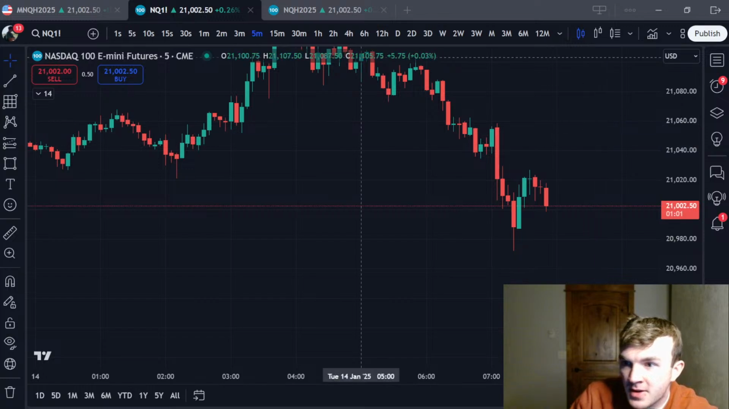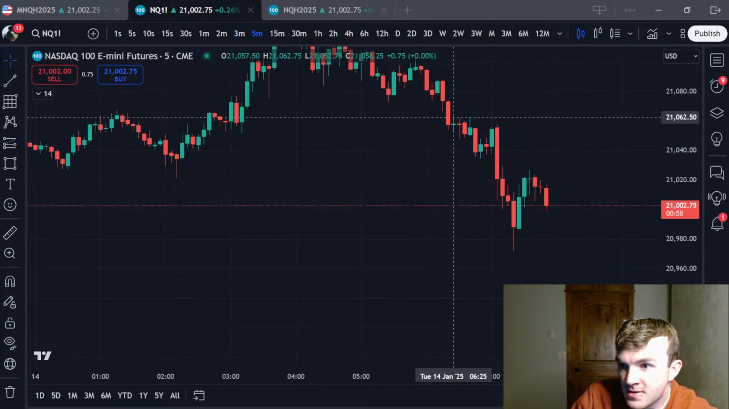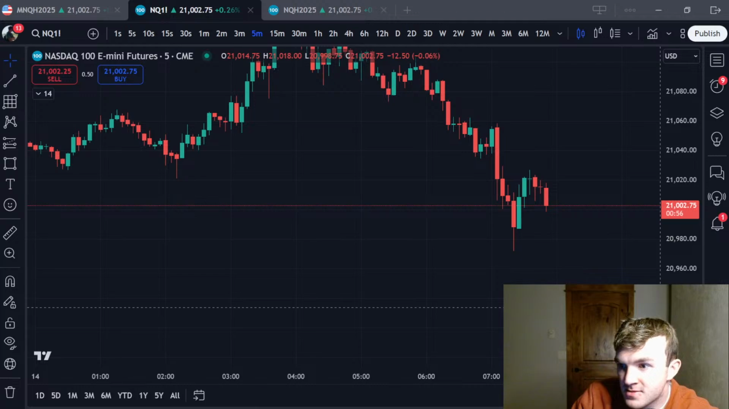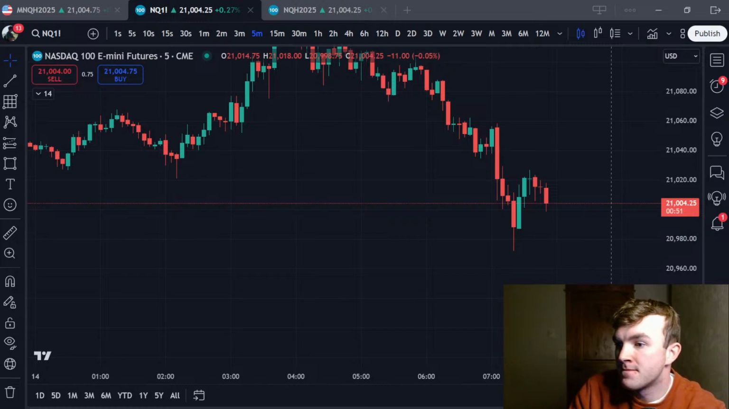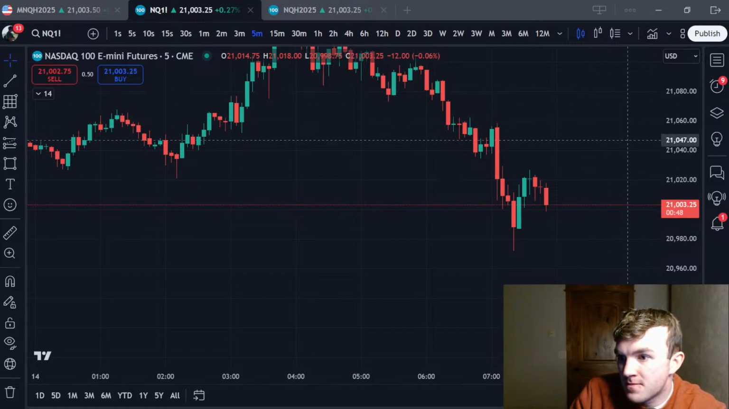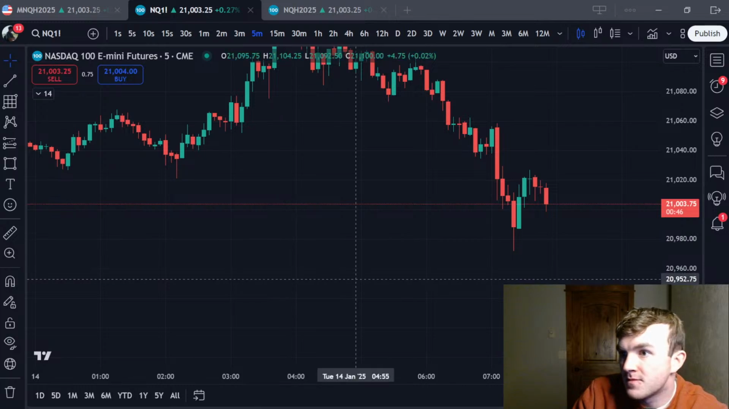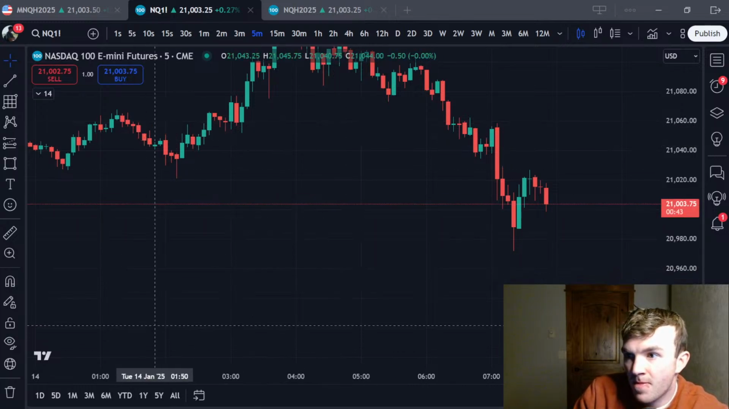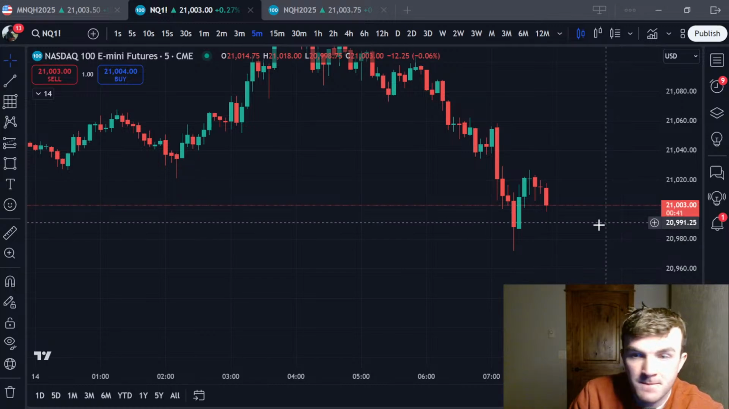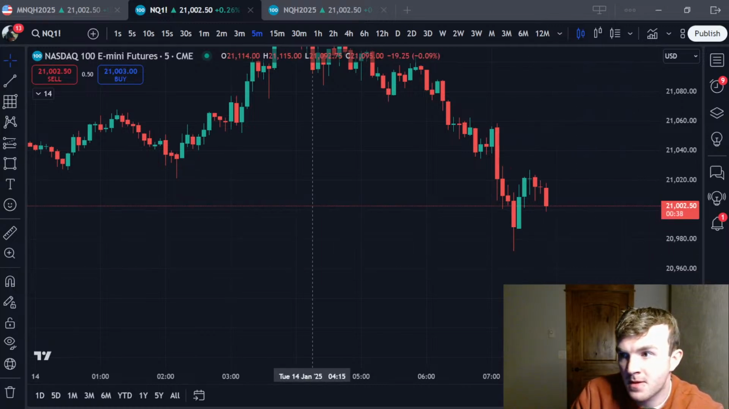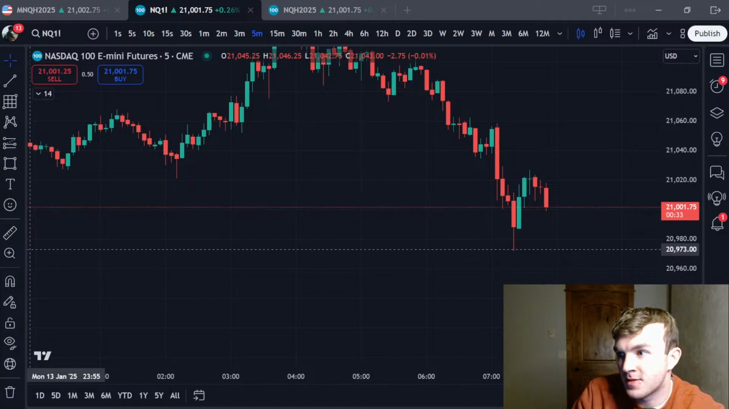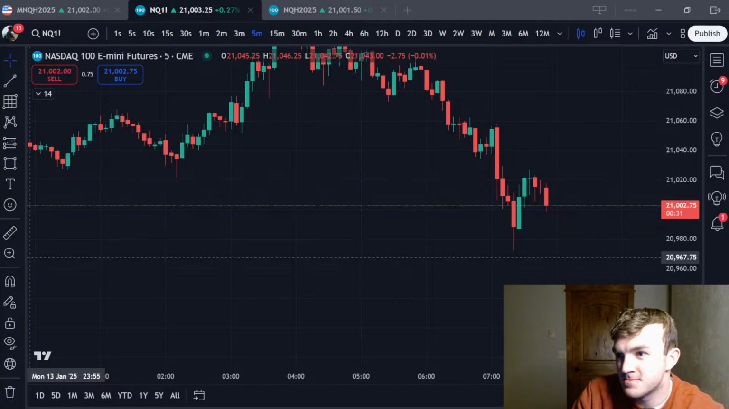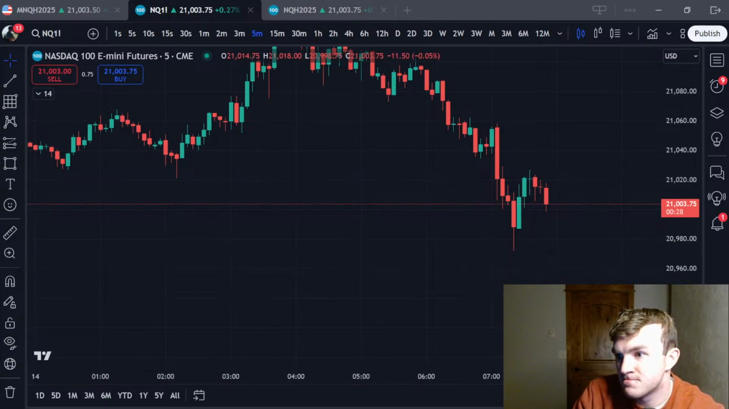I actually am gonna mark out these equal highs. I think they're kind of nice. Mark out this SMT. Like I said before, this is a decent SMT. Just on my other chart here.